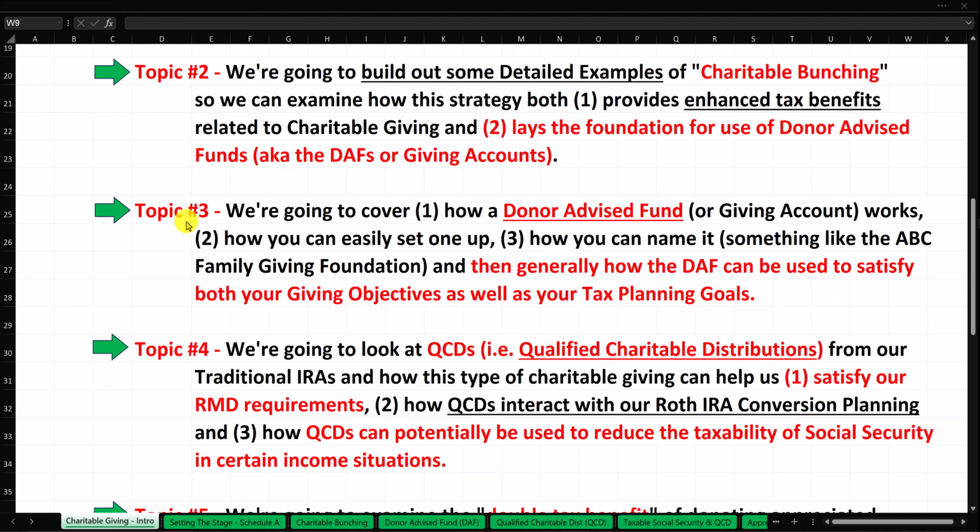Then in topic number 3, we are going to cover number 1, how a donor-advised fund or giving account works. Number 2, how you can easily set one up. Number 3, how you can name it, something like the ABC Family Giving Foundation. And then generally how the DAF can be used to satisfy both your giving objectives as well as your tax planning goals.